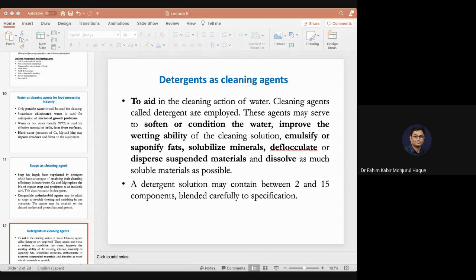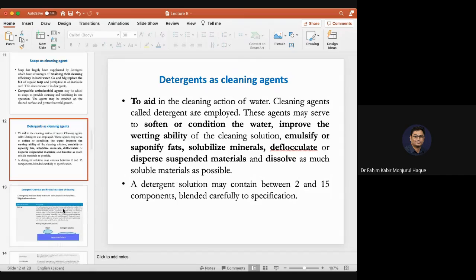Because if you want to use soap to be most effective, you need soft water, not hard water. But making the water soft itself is a very costly process. So that's why in industry, soaps are not used at all actually. Detergents are used. And detergents can be of various types. You'll get everything on those.